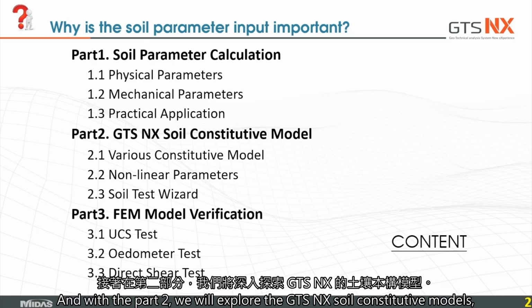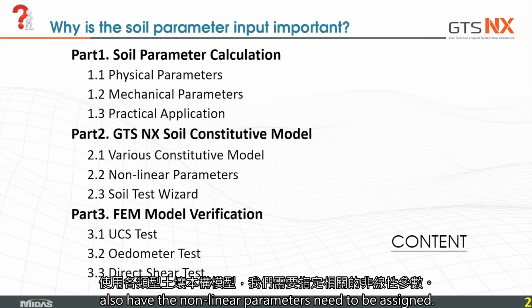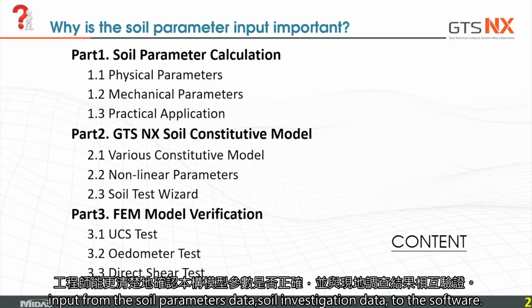With part 2, we will explore the GTS NX soil constitutive models. We have various constitutive models in the GTS NX software, and the nonlinear parameters that need to be assigned, and how the soil test wizard in GTS NX will help engineers validate their input from the soil parameters data, soil investigation data, to the software.